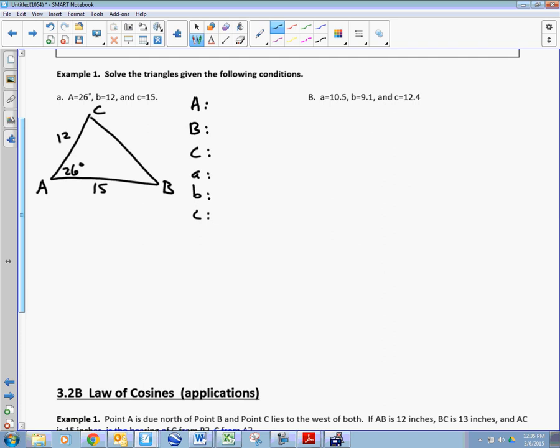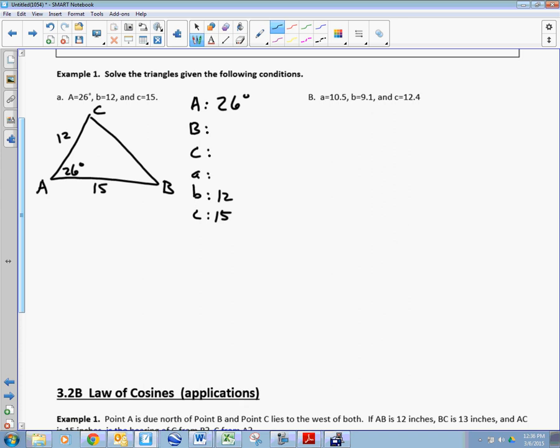Solve my triangle. I'll write down the three given pieces. A is 26 degrees, B is 12, and C is 15. So we want to find those other pieces. Again, if we want to use the law of sines, we would say the sine of 26 over A is equal to the sine of C over 15. But then we would have two unknowns, right?